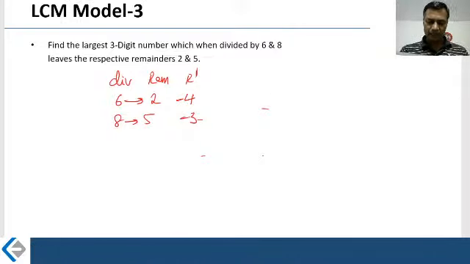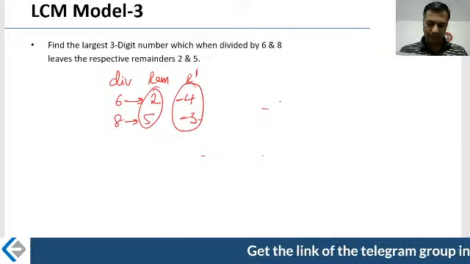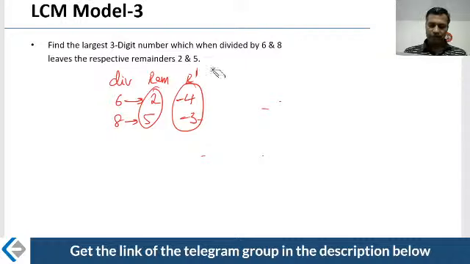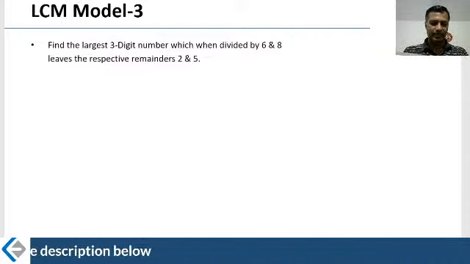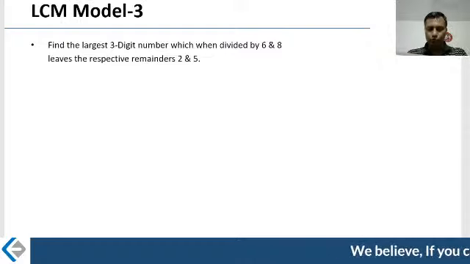Model 3 is where neither the remainders are constant nor the negative remainders are constant. So how do we express this? In this case, let me give the generic form, friends. Let's start with 2 divisors. What if there are 3 divisors? We'll think about it at a later stage. Let's talk about the case of 2 divisors to start with.